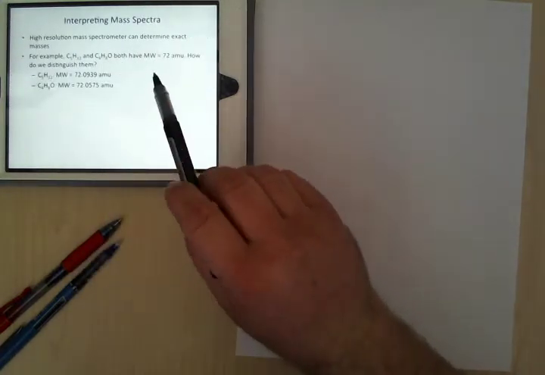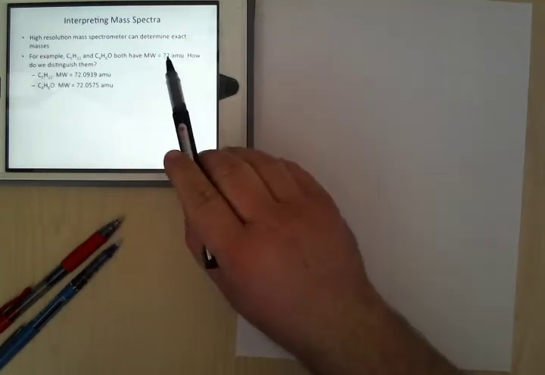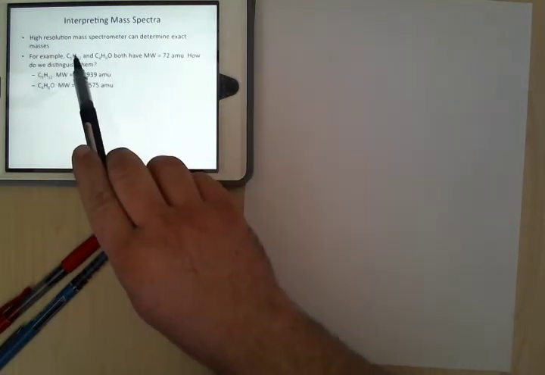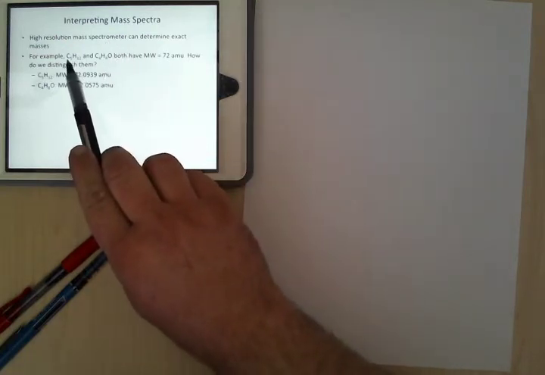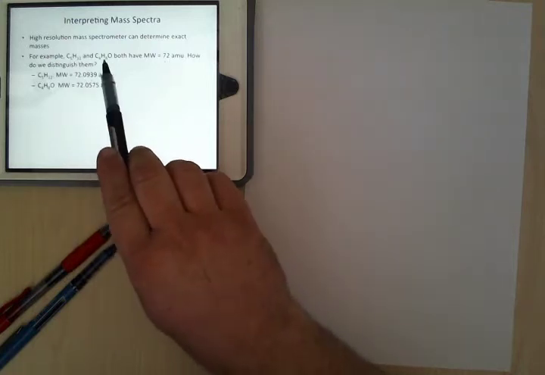Okay, so the nice thing is let's say you have 72. You put your sample in there and you get a mass of 72. The problem is, you could have this as C5H12. If you add that up, that becomes 72, or C4H8O.